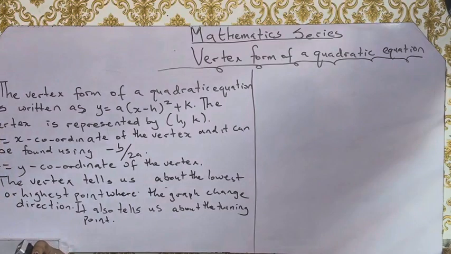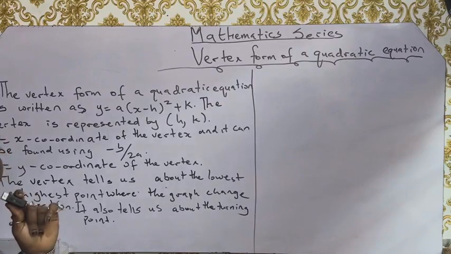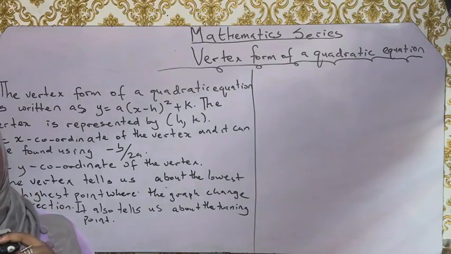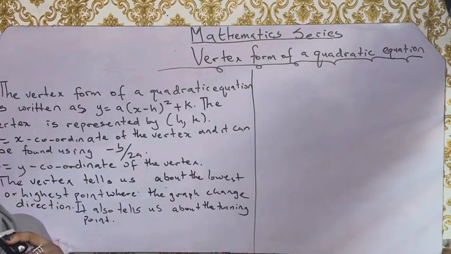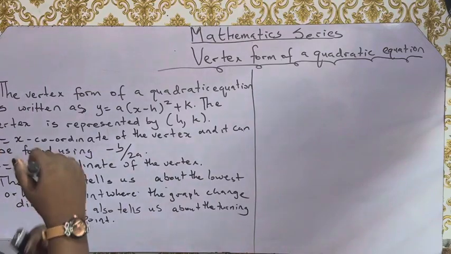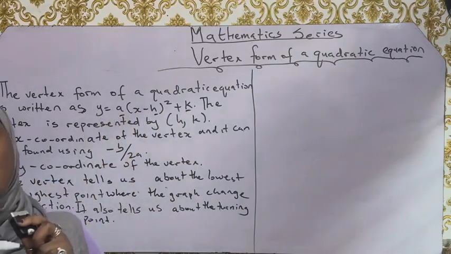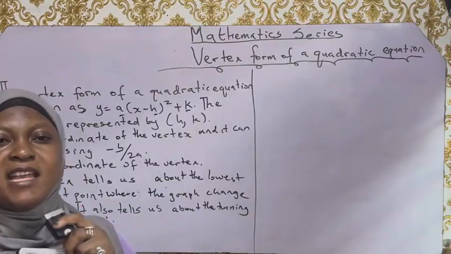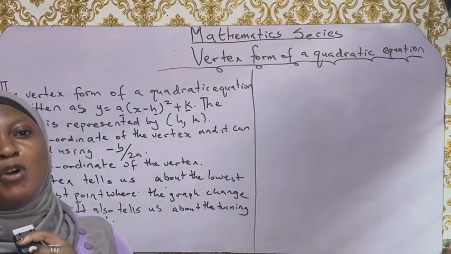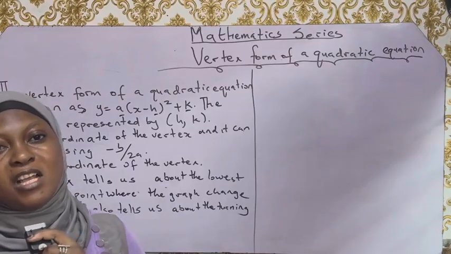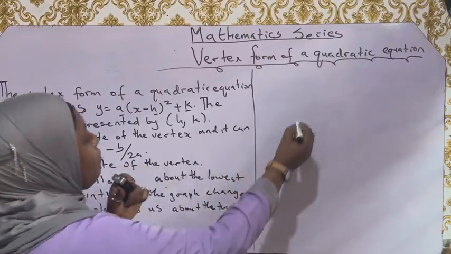Now, the vertex, as I said, tells us about the lowest or highest point where the graph changes direction. It also tells us about the turning point of the graph. Now, in the vertex form, we have talked about h and k, then we have a. If a is positive, it means the graph opens upward, that is, the vertex will be at the lowest point. This is what I mean.